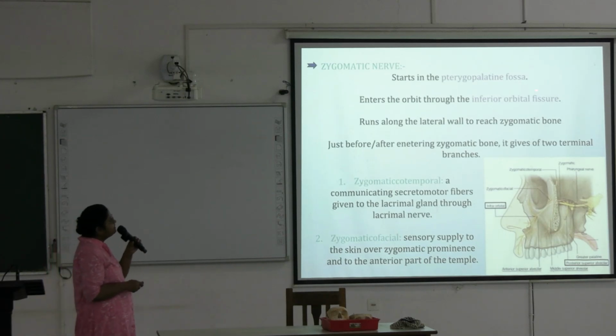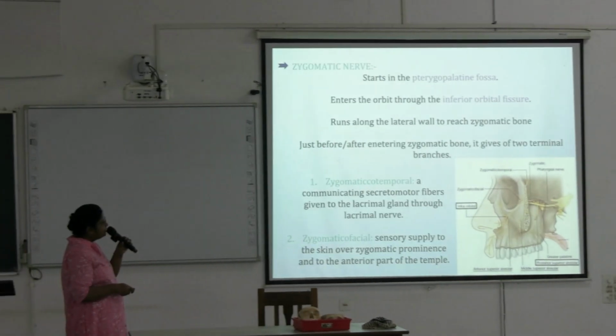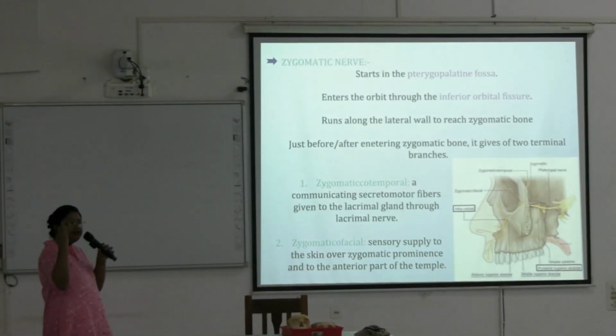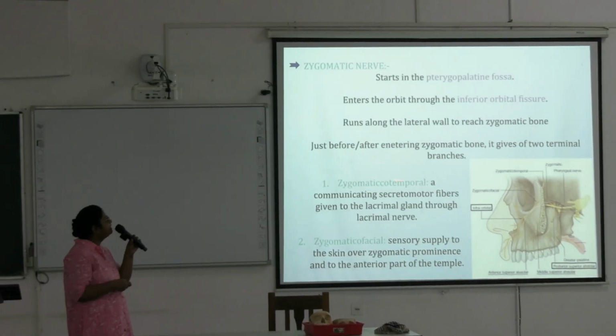The zygomatic nerve starts in the pterygopalatine fossa. Here is the pterygopalatine fossa. This one is the zygomatic nerve, it is cut open actually. The zygomatic bone is removed here, so it will enter into the zygomatic bone.